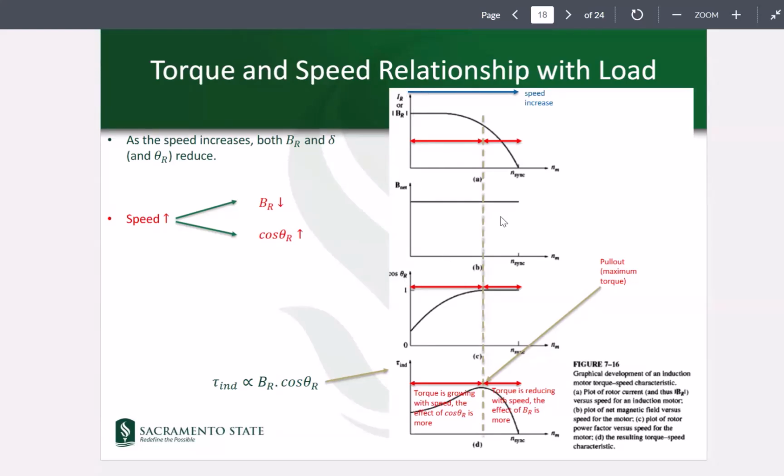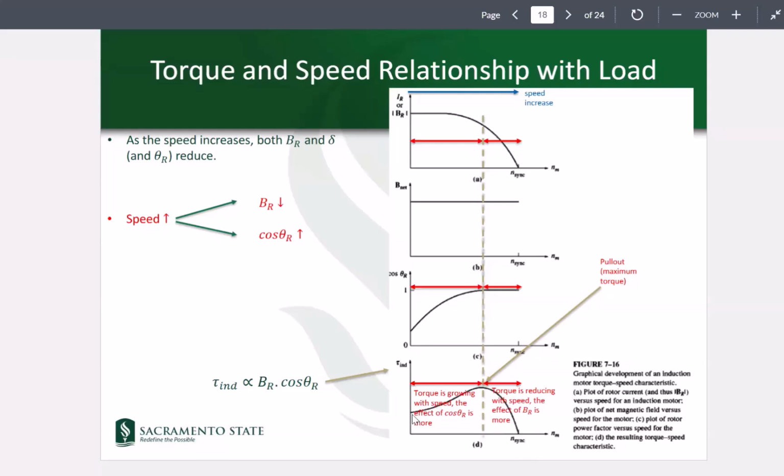Now consider a motor in which you are changing its speed from 0 all the way to the synchronous speed. We cannot reach the synchronous speed, but this is just for theoretical explanation of the phenomena. So we multiply all these together and we plot tau. We want to see how tau, or the torque, is changing. Okay? Now look at this torque.